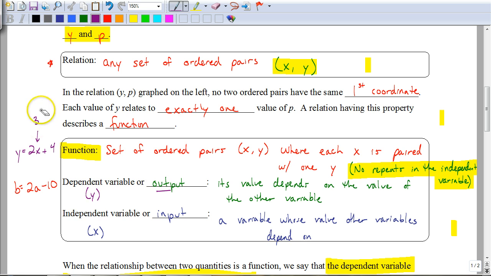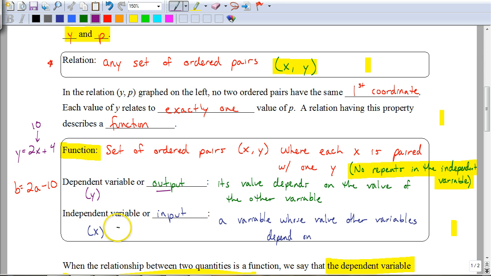If I instead put 10 in there for x, well, 2 times 10 is 20, plus 4 is 24. So when I input 10 for x, the value that depends on that is going to end up being 24.